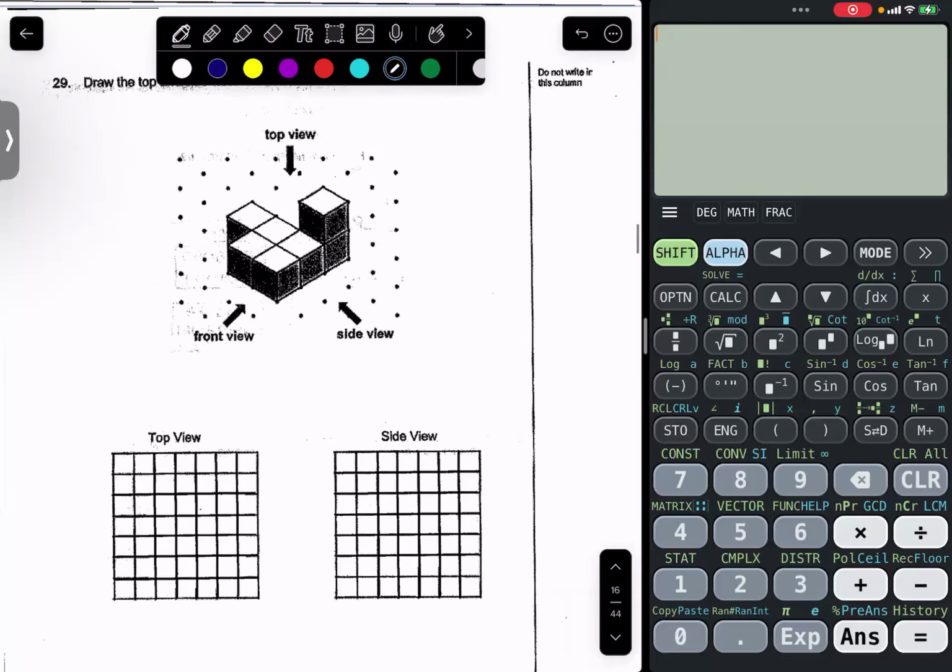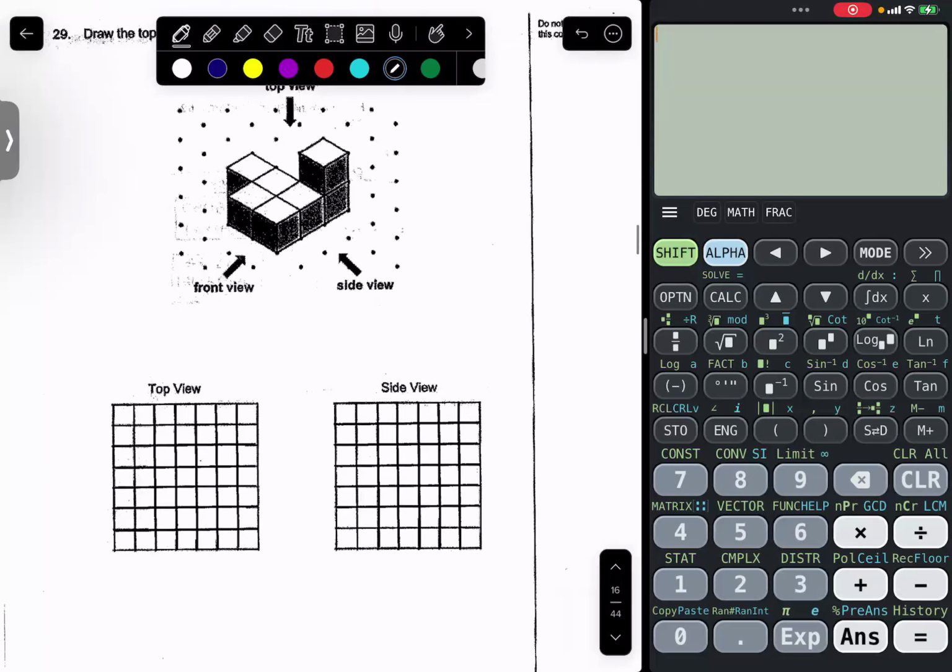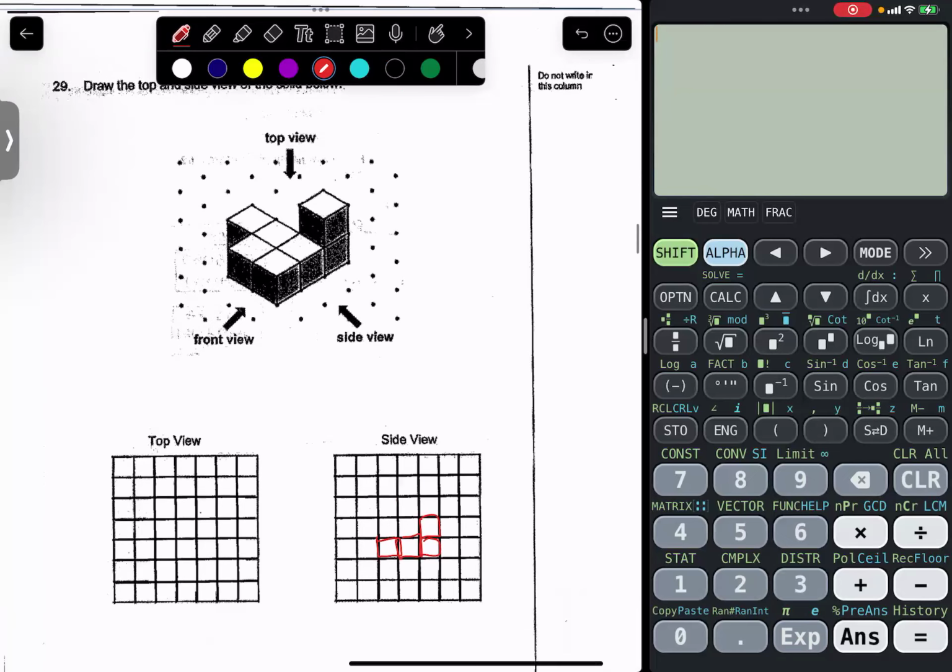Draw the top and side view. Side view, what we'll see is 1, 2, 3, 4. Of course, you have to draw nicer than me. Top view is to take from the position of the side view. So 1, 2, 3, 4, 5, 6.